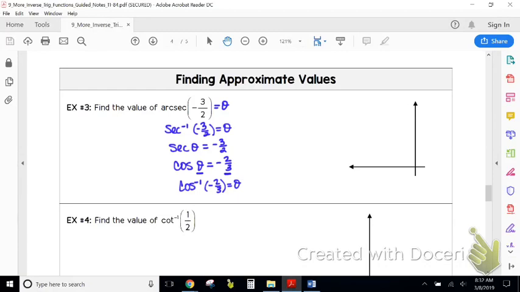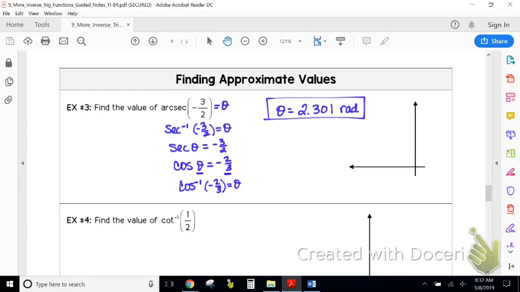So you type this in your calculator, and what did you get? All right, so good. You said 2.301. It's in radians, right?